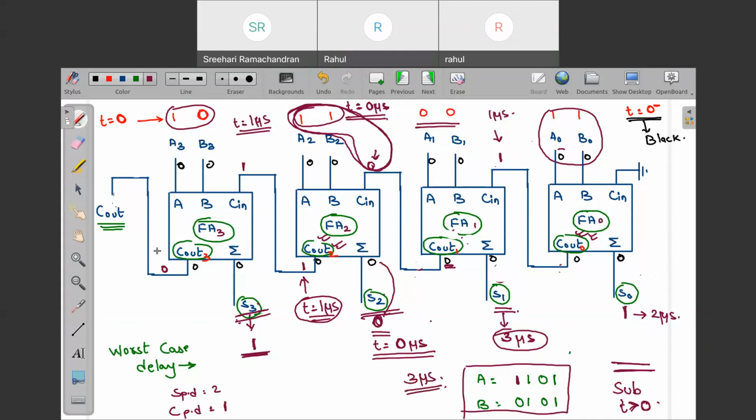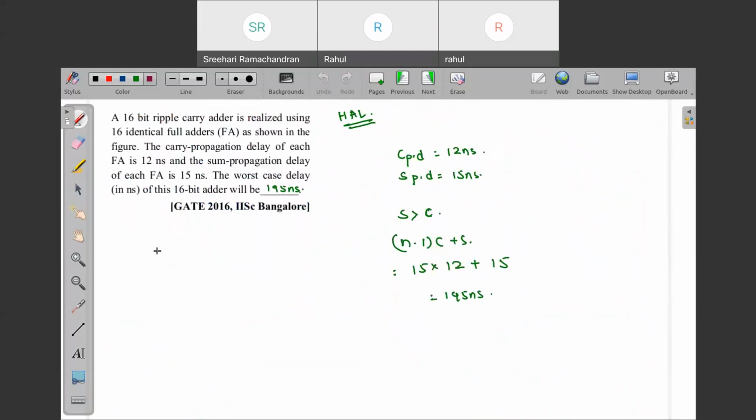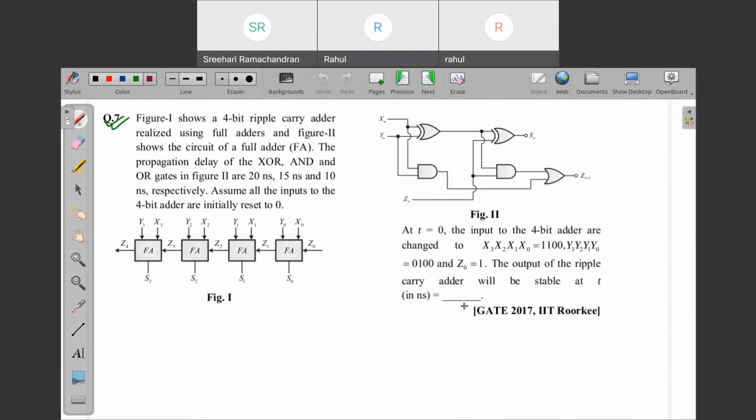Okay, is this clear? Shriyari, did you understand this concept? Clear, sir, clear. Okay, so I want you to solve this question at home. Take a screenshot of this question. This question is based on this concept only.